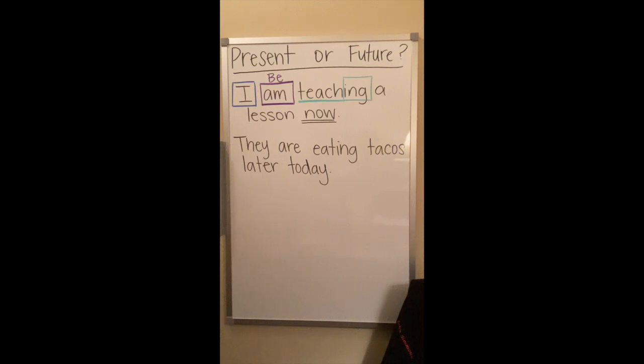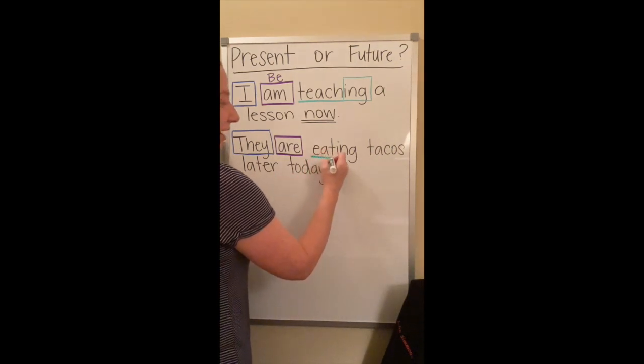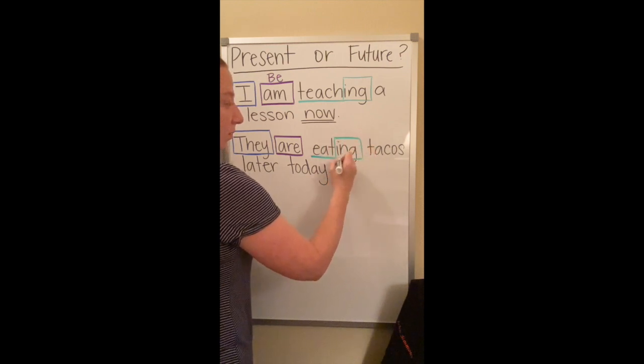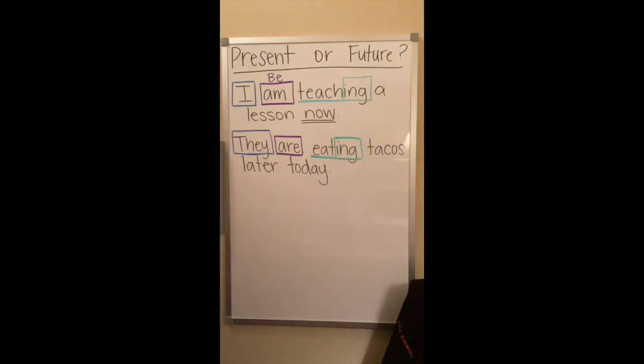So here is another sentence example. We have, they are eating tacos later today. First, we notice our subject is here. We are using a subject pronoun, they. The next part, we do have the verb to be. They are, okay? And then the last part that we do see in our verb form is we have a verb with ing, okay? These are exactly the same form, but is this sentence present or future?